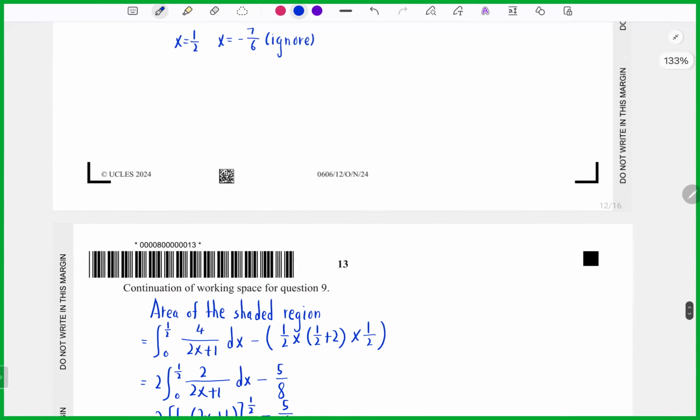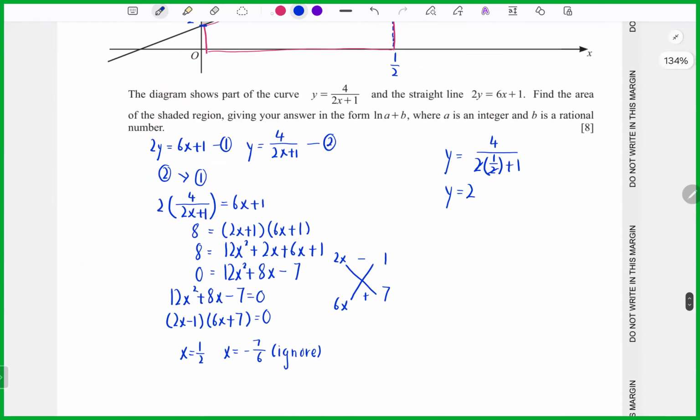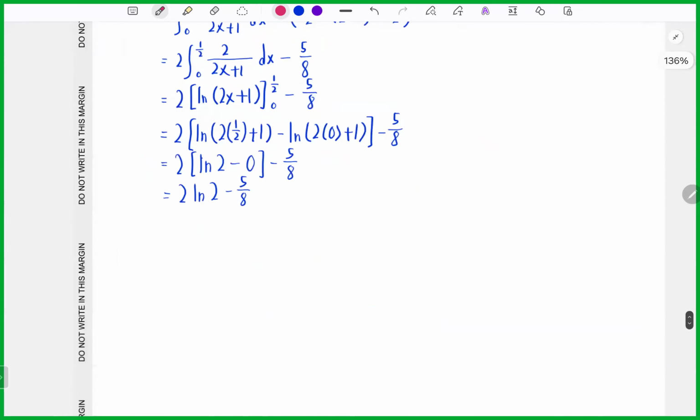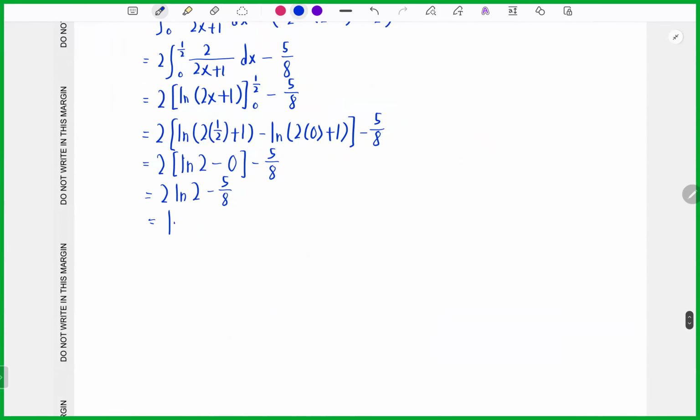But you see back the question. The question says they want the answer in this form, right? So please write here, you can take ln 2 squared minus 5 over 8, which equals ln 4 minus 5 over 8 here.